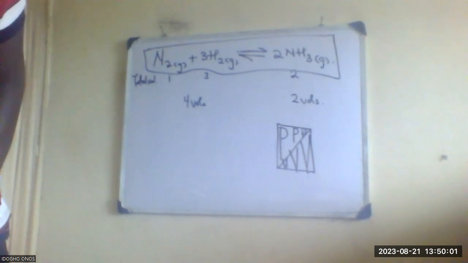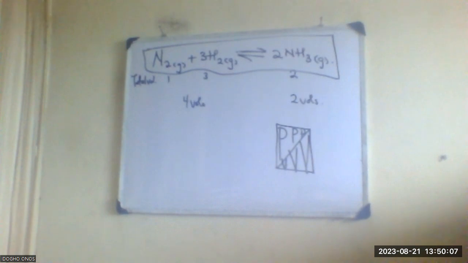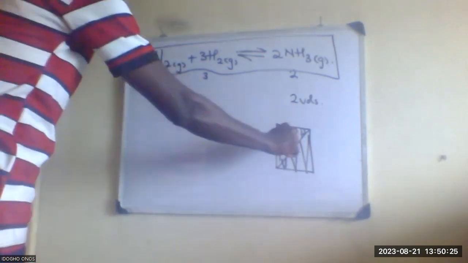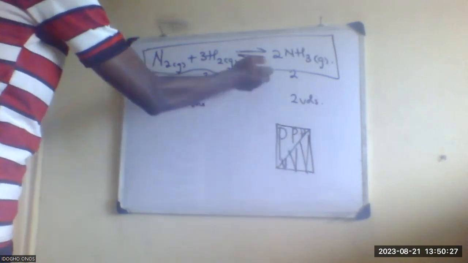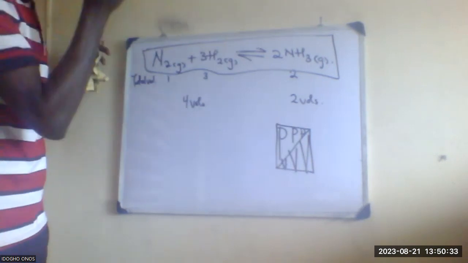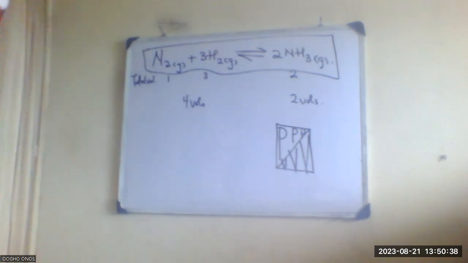You know the reason already, because the volume is smaller on the product side. Do you understand? Yes. Okay. And it's the same thing if you now decrease pressure, you favor bigger volume, that means this side. So in case a student is asked now, list 3 factors that can increase the yield of ammonia, what are the 3 factors? Can you tell me now?